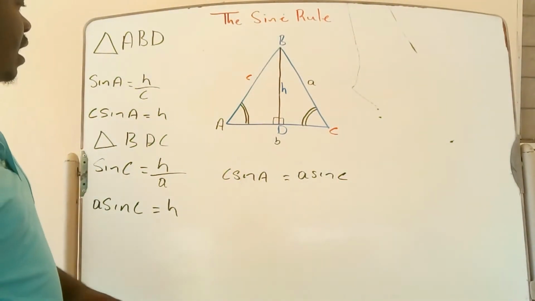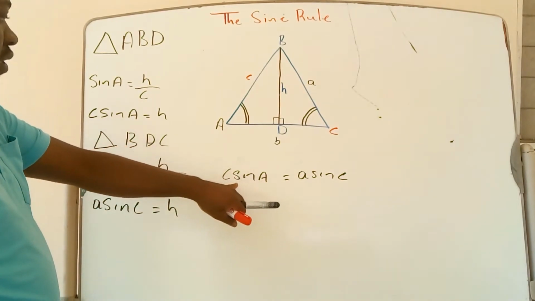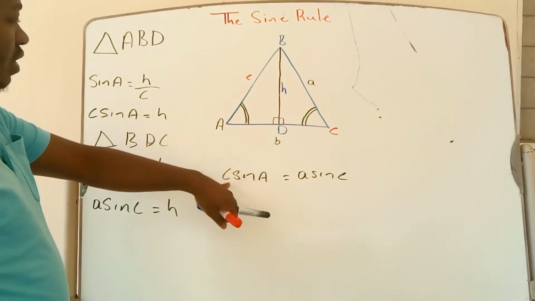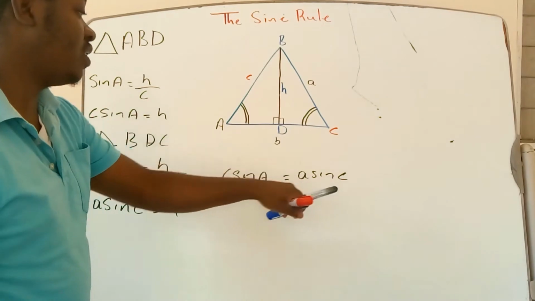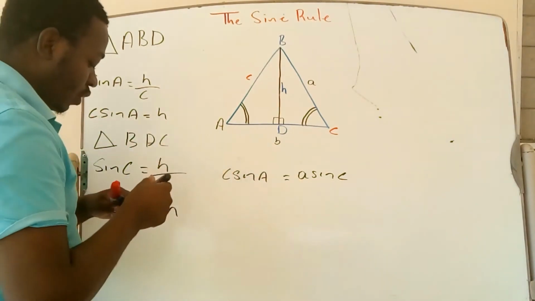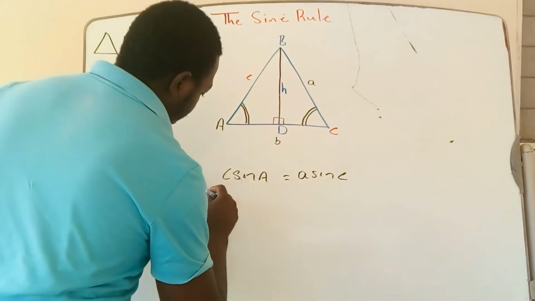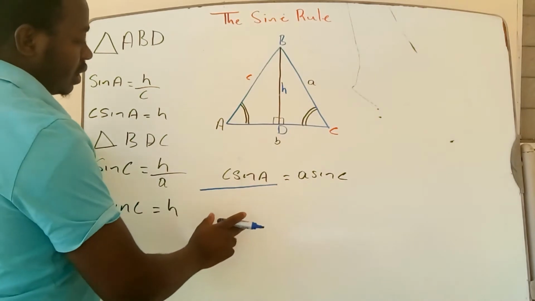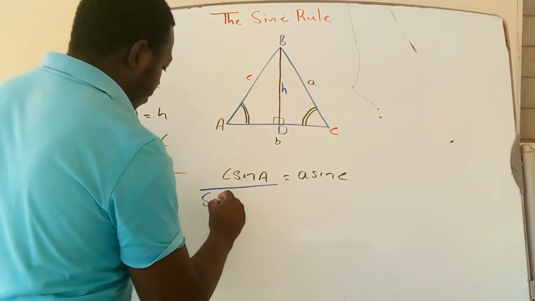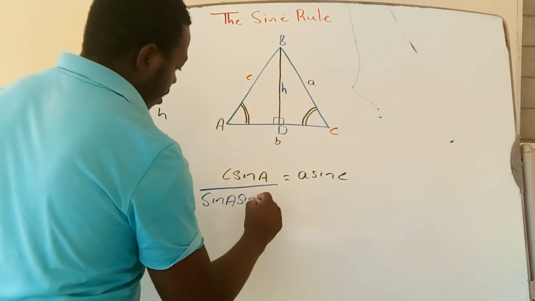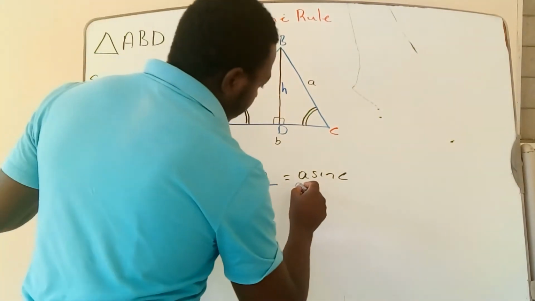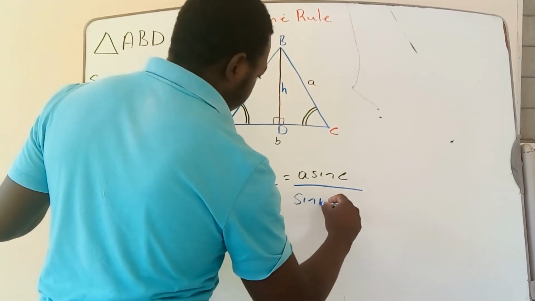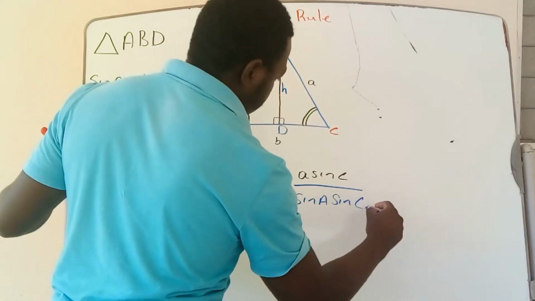Now, let's say I don't want this sine a beside this c here. I don't want the sine a beside this c, and I don't want this sine c beside this a. What can I do? I can divide both sides. It's an equation, so it's legal to divide both sides by whatever you want. So I can divide both sides by sine of a, sine of c. And I'm going to divide this side by sine of a, sine of c.